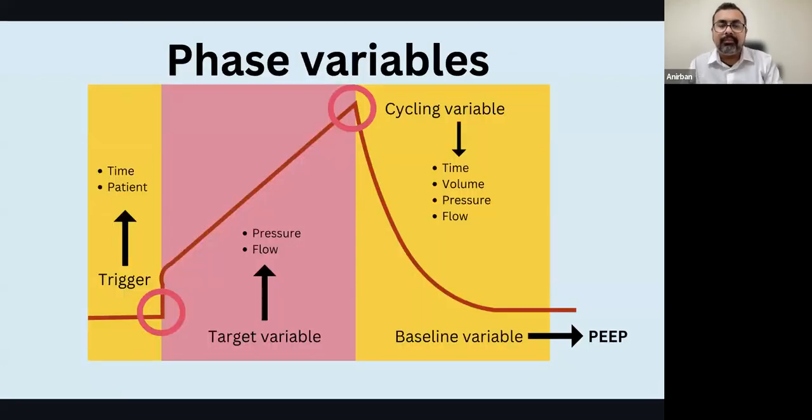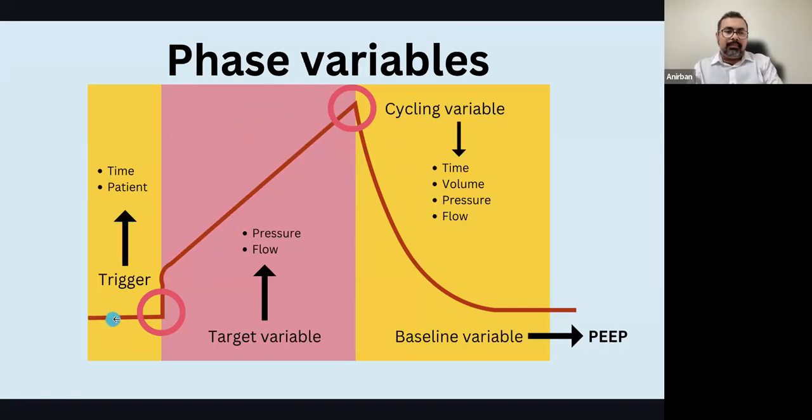Now, what are the phase variables? Phase variables are nothing but the variables that are set in order to define when the ventilator initiates a breath and when the ventilator cycles from inspiration to expiration. We can see that a breath is divided here into inspiration and expiration. The yellow regions are the expiratory regions, and the pink region is the inspiratory region.